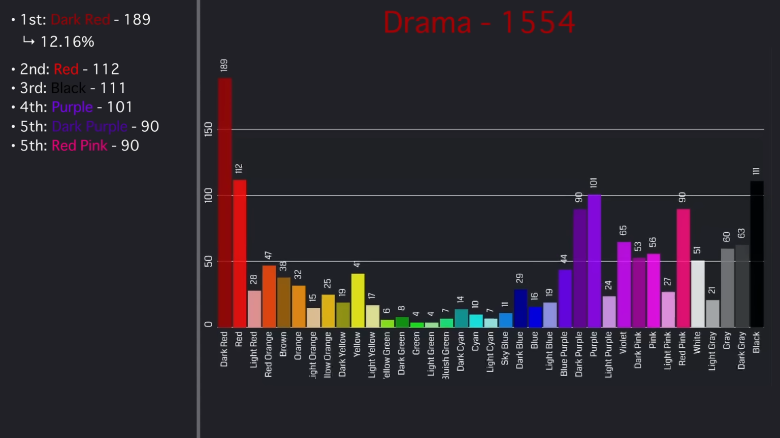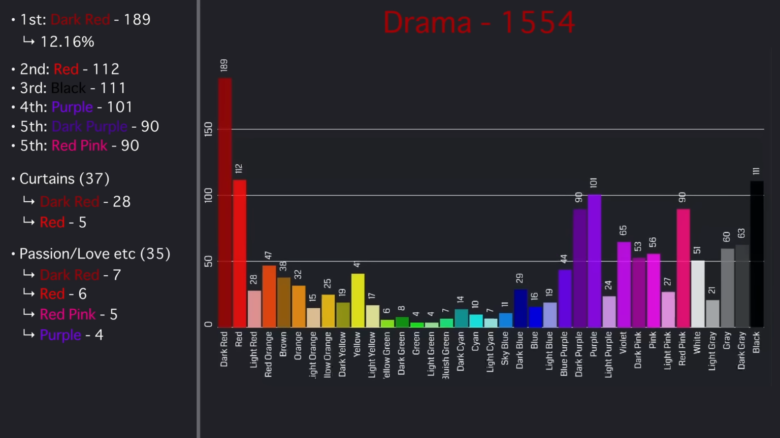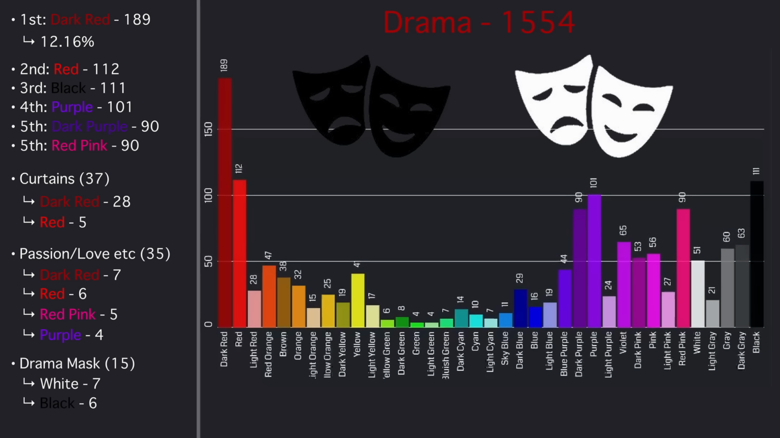The most common reason for dark red, which propelled it to the top, was that dark red, or red, is the color that is associated with the stage curtains in theaters. The reds were also generally chosen because of the association with love or passion, or just strong emotions in general, although this association often led to other bright colors as well, such as the purples. Finally, another common association I noticed was people associating drama with either white or black because those are the colors of the drama masks.